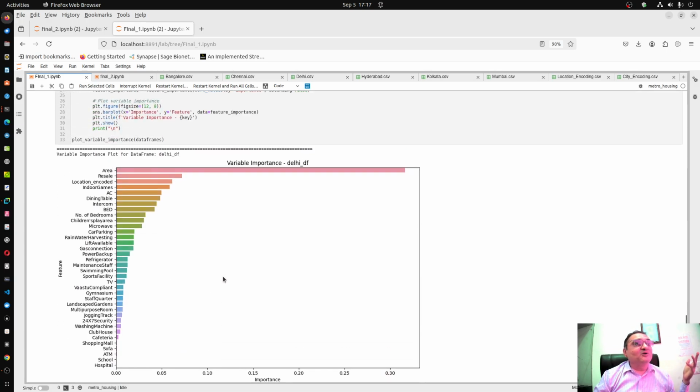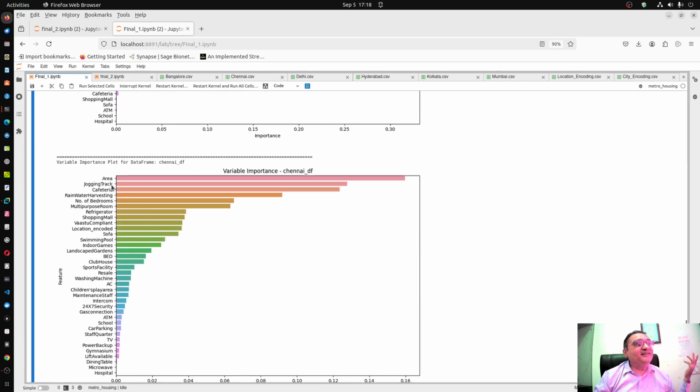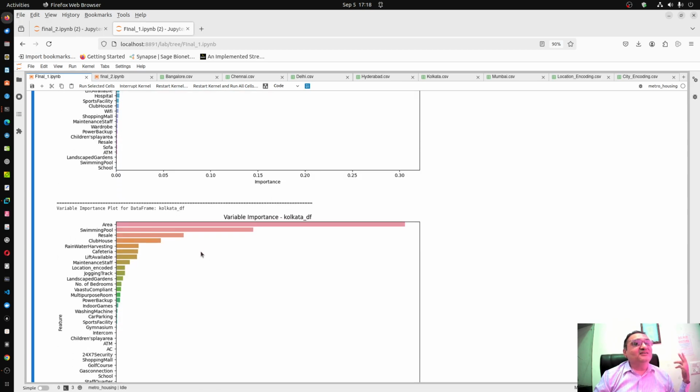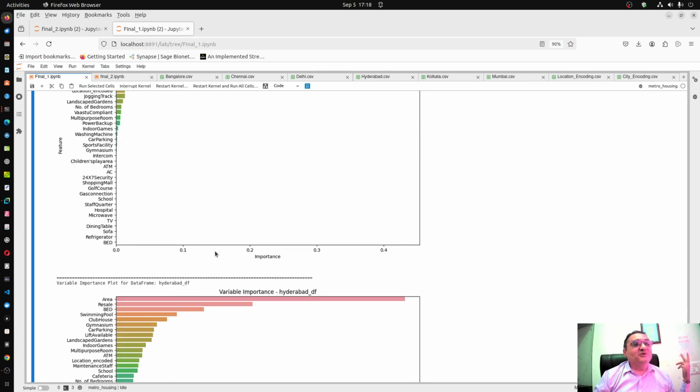This again introduced some complexity. Obviously, we cannot take all these features in our model, because that will make our model very complex. Such models will overfit and will not be generalizable. And even computational resources-wise, it is not good practice to take so many features. So we take the top 20 features, but you can see the top 20 of these and the top 20 of the next city will not be the same. Here, for example, area, resell, location encoded, indoor games. Here, area, jogging track, cafeteria, rainwater harvesting. Here, dining table, refrigerator, jogging track, bedrooms. So in short, the top 20 variables for different cities are different.